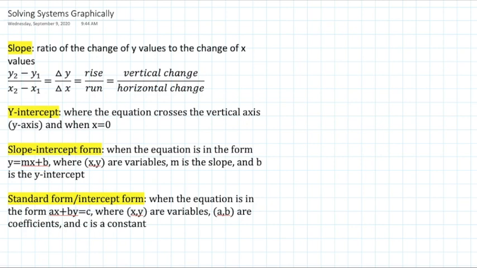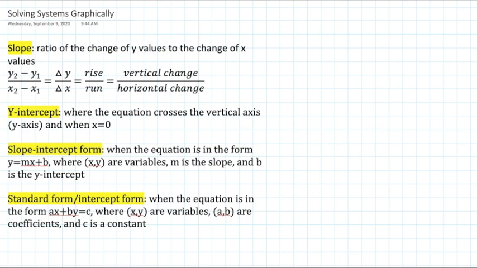Your y-intercept is the part of your equation that crosses the vertical axis, your y-axis, and it's also when x equals 0. So those are two common facts about your y-intercept. It crosses the vertical axis, your y-axis, and it is also when x equals 0.